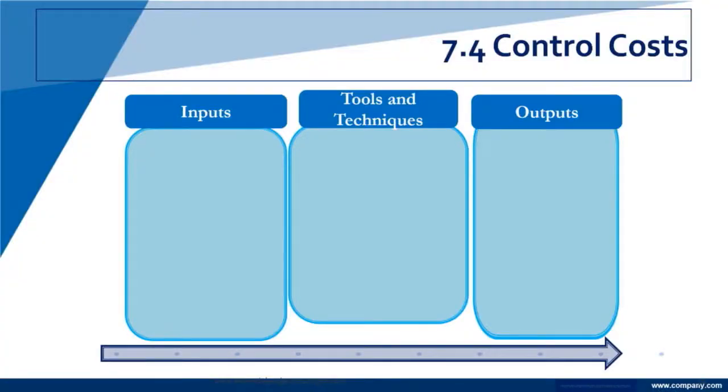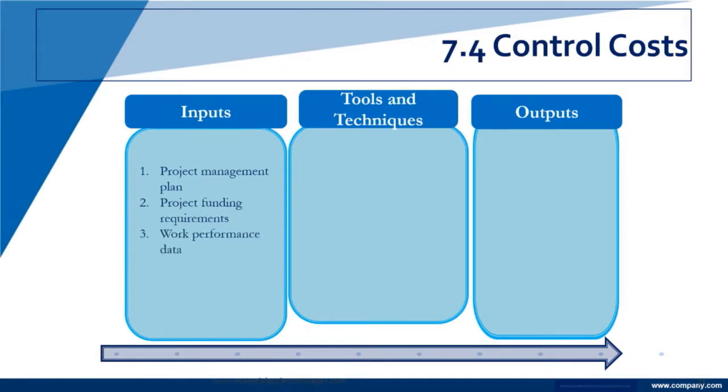So now we're controlling costs. This process of controlling cost is very, very important. Everyone likes to watch the money. We have some specific things that we do. The inputs that we have are our project management plan, of course. We have our project funding requirements.